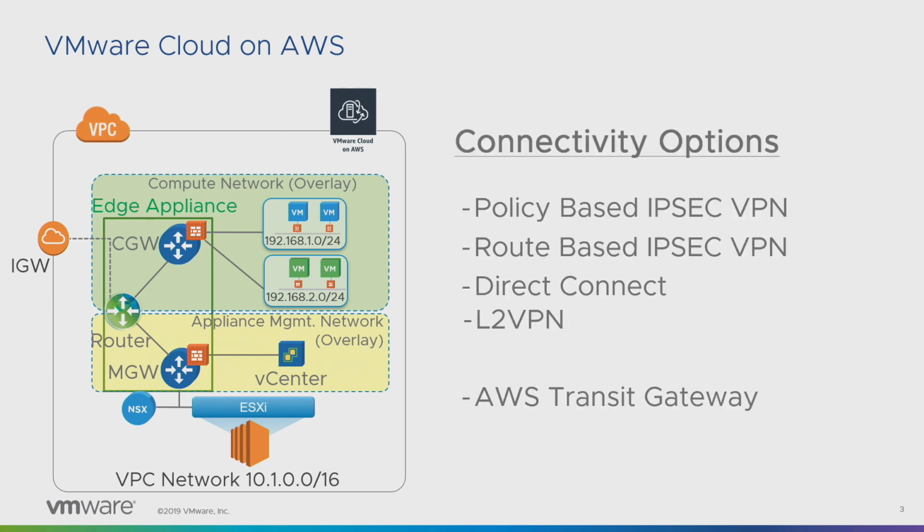Now here, there are different connectivity options we offer. We've had policy-based IPSec VPN for a while. Now with NSX-T SDDC, we have route-based IPSec VPN, and all traffic is supported over Direct Connect as well. We also still offer L2 extension with L2 VPN. And then we also support this new thing that AWS announced at re:Invent last year called AWS Transit Gateway. I'll talk about that here as well.